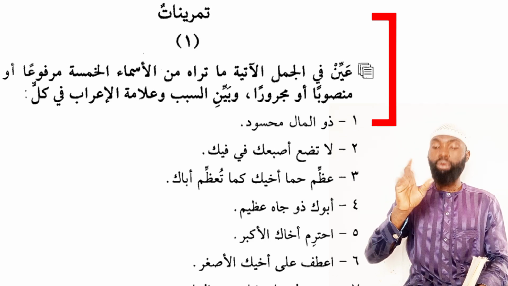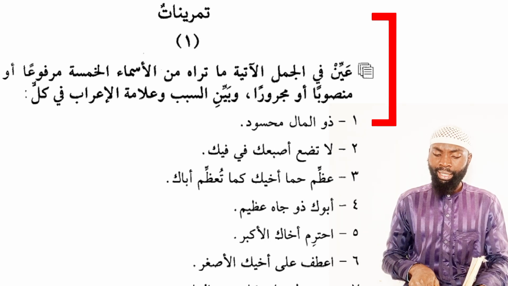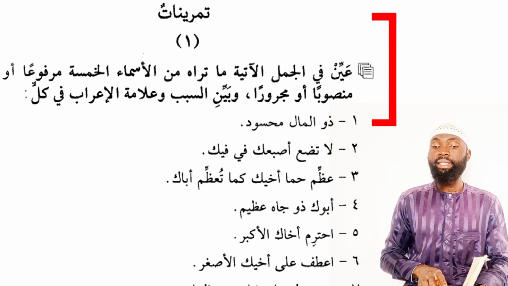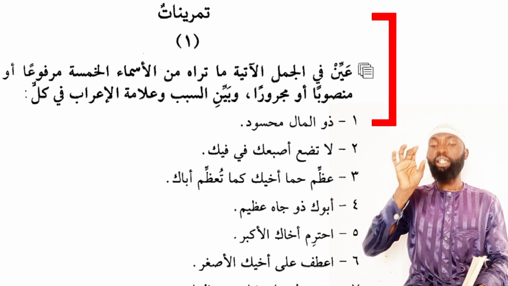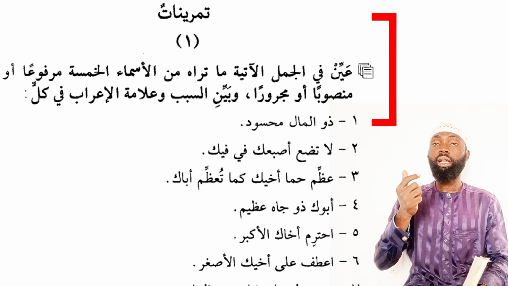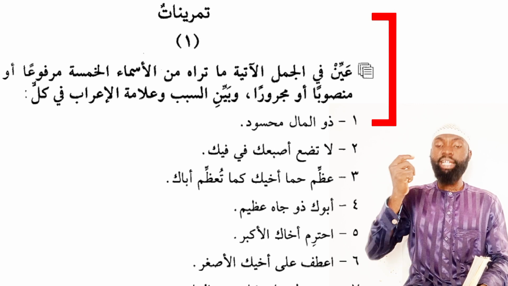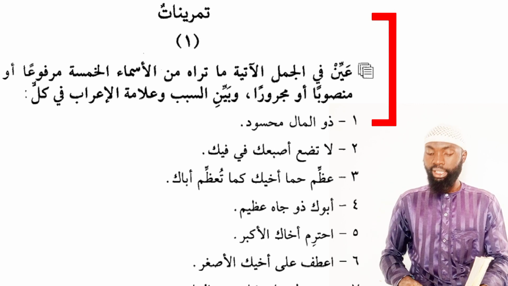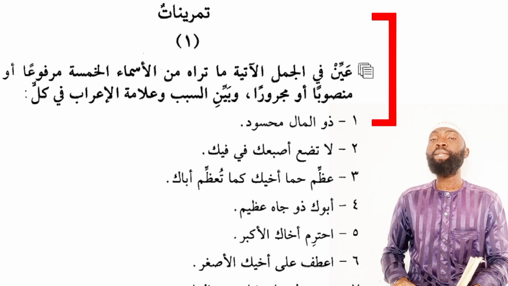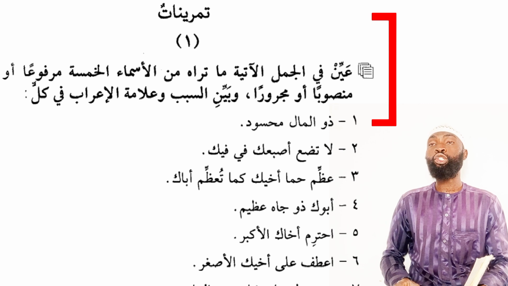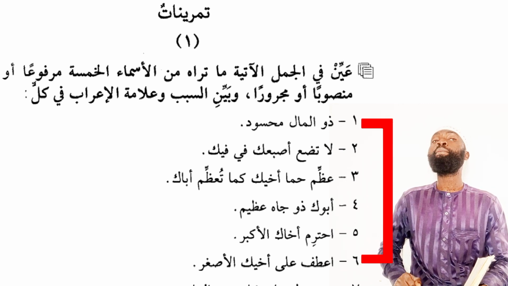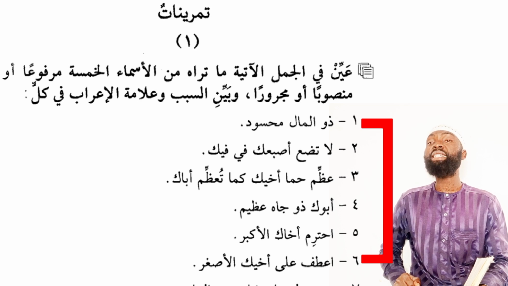Tamrin al-awwal, exercise number 1 says: indicate in the following sentences what you see of the 5 nouns. You are to indicate any word that you see to be among the 5 nouns, whether it is marfu', in the nominative case, mansuban, in the accusative case, or majruran, in the genitive case, and explain the reason why it appears so and the sign of i'rab in each of them.